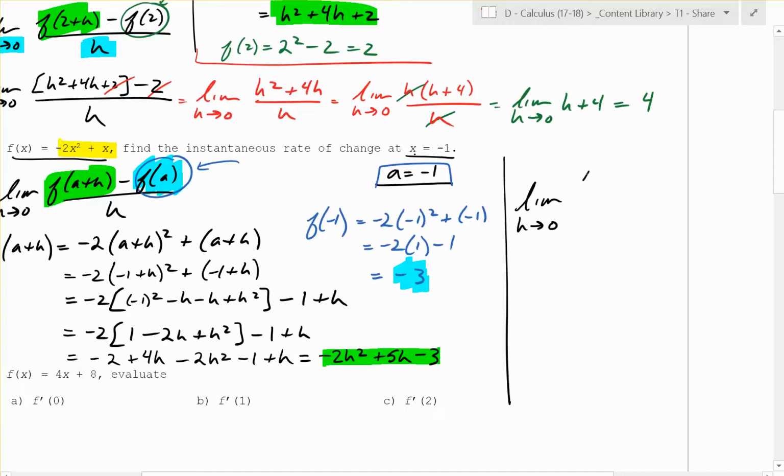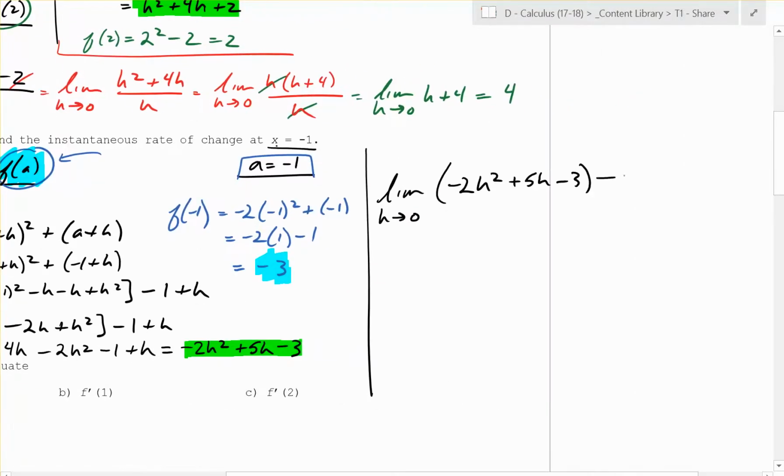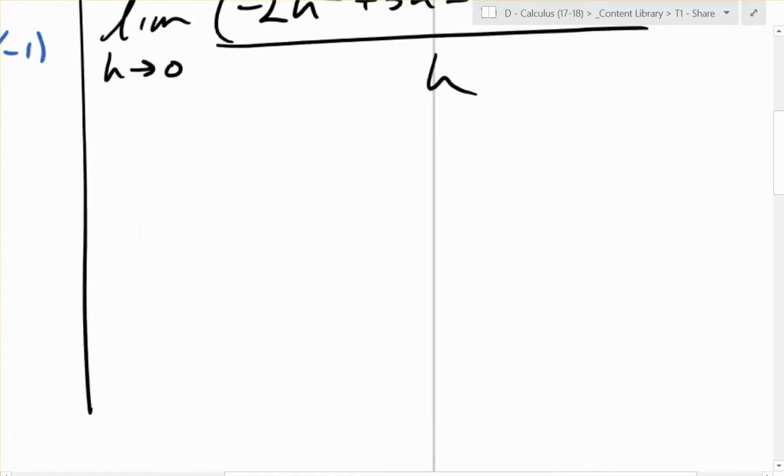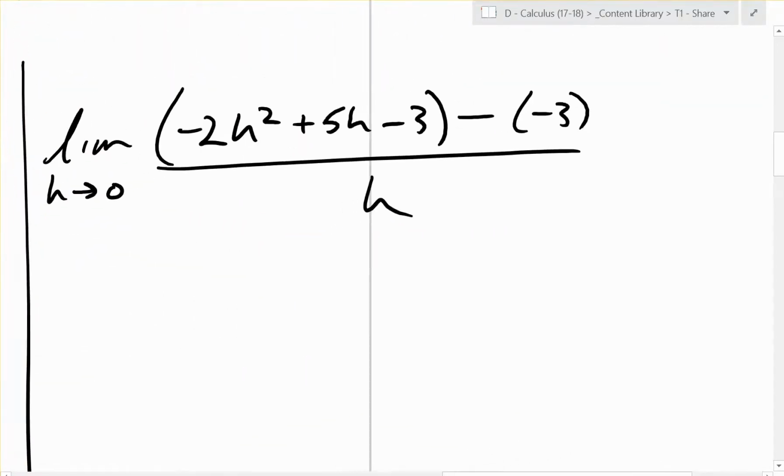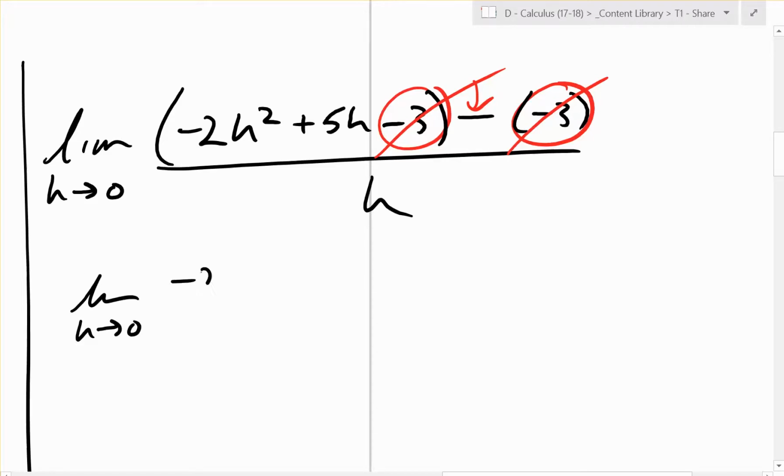So now we'll put it all together, and we have the limit as h goes to 0 in the green part, so that's going to be negative 2h squared plus 5h minus 3. And we're subtracting the blue part, minus negative 3, and it's all over h. We're looking for things to cancel away, and one of them does. Negative 3 minus negative 3, those are going to cancel. So what do you end up with? Oh, you end up with the limit as h goes to 0 of negative 2h squared plus 5h over h.